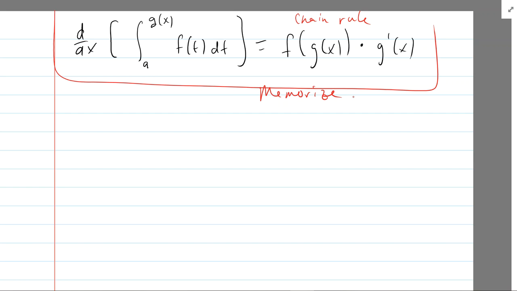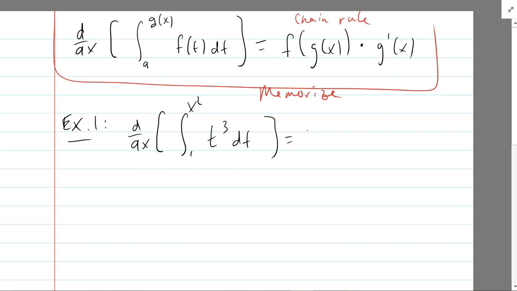But let's do an example first that we can actually integrate. So example 1 is, if you forget and you can actually integrate, this is what you do, right? And I'll show you how you could have been a lot faster. I'm doing the derivative with respect to x of the integral from 1 to x squared of t cubed dt. That's something we can integrate, right? So what's the antiderivative of t cubed?